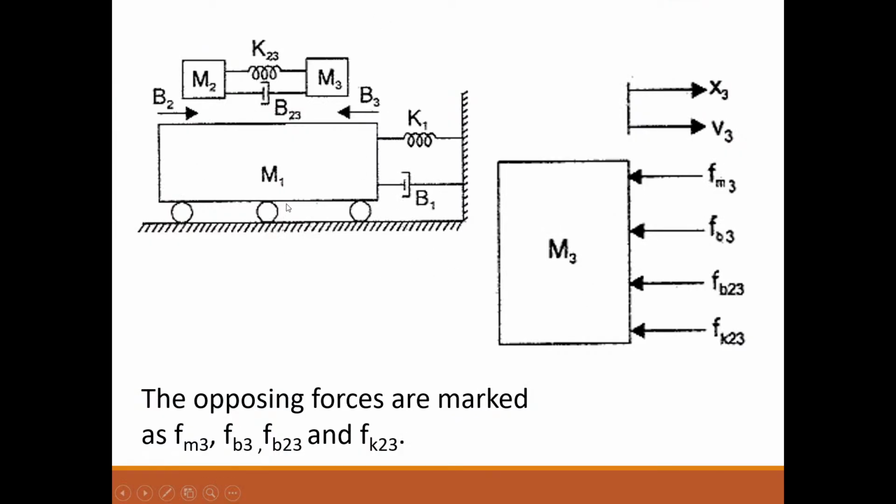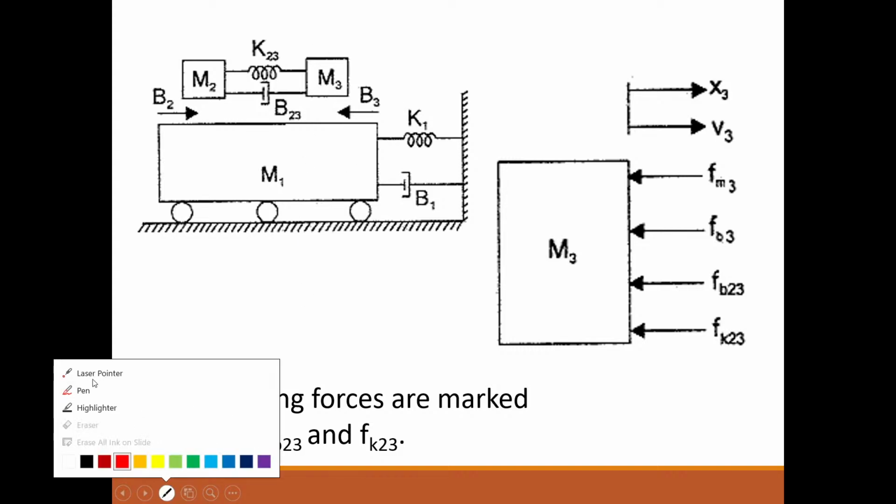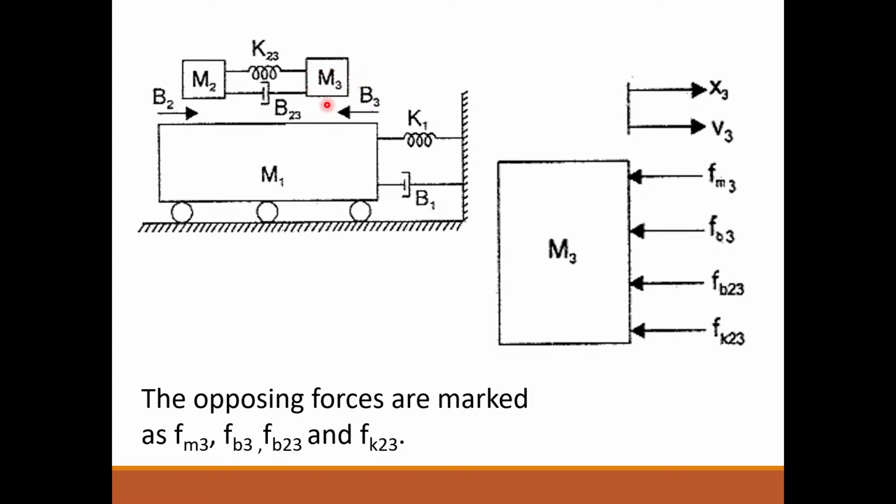So if you see here, this is our mass m3. At this mass m3, if you observe, there is no applied force here, isn't it? So even at mass m3, there is no applied force. So applied force is 0. And they didn't even mention any displacement at m3. So we will assume displacement of x3 at mass m3, and we will assume some velocity v3 at mass m3.